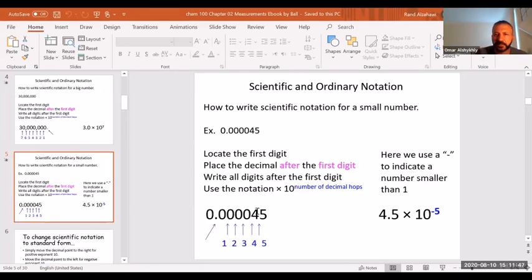Here, in the same way, we have the decimal point. Now we need to move it to the right until we get 4.5, which is in the range between 1 and 10. Then how many decimal places did you move it? Here it is 5, so put 5 here as the exponent for the 10. Now we need to know if it's negative or positive. Look at the original number, less than 1, so it will be negative. So it will be 4.5 times 10 to negative 5.